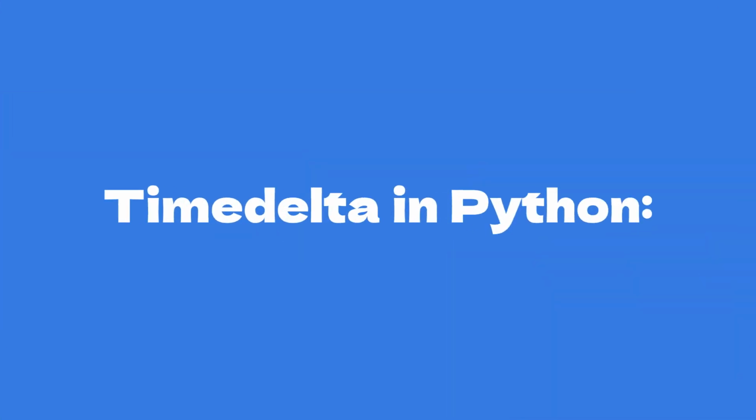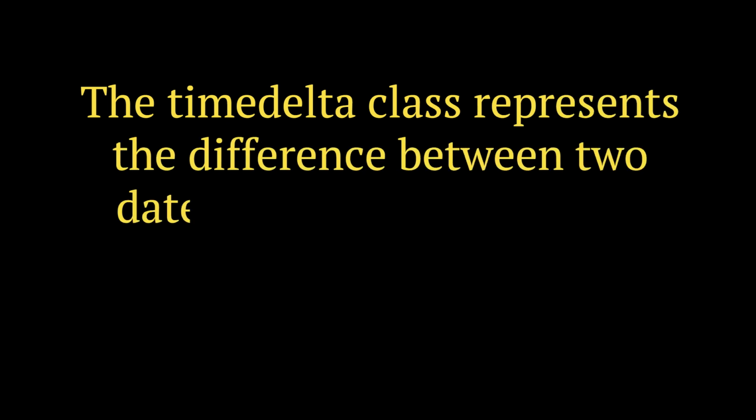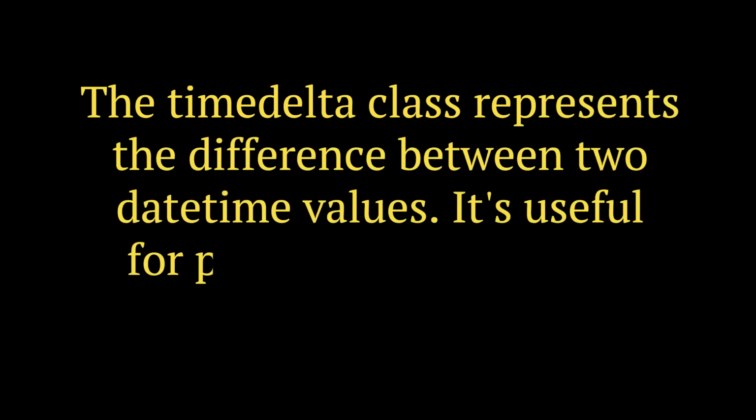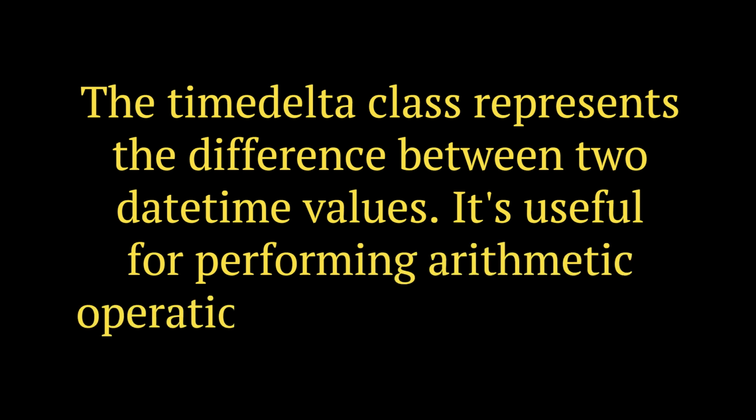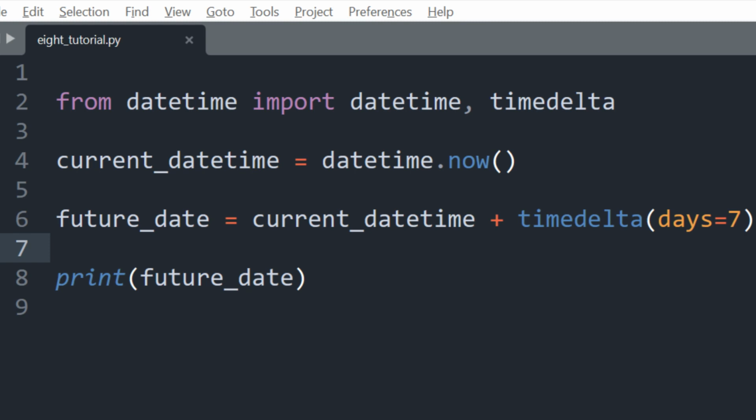Timedelta in Python. The timedelta class represents the difference between two datetime values. It's useful for performing arithmetic operations on datetime values. Here is the example of timedelta. We are adding 7 days to the current datetime to get a future date. Run the Python file to see the expected output.